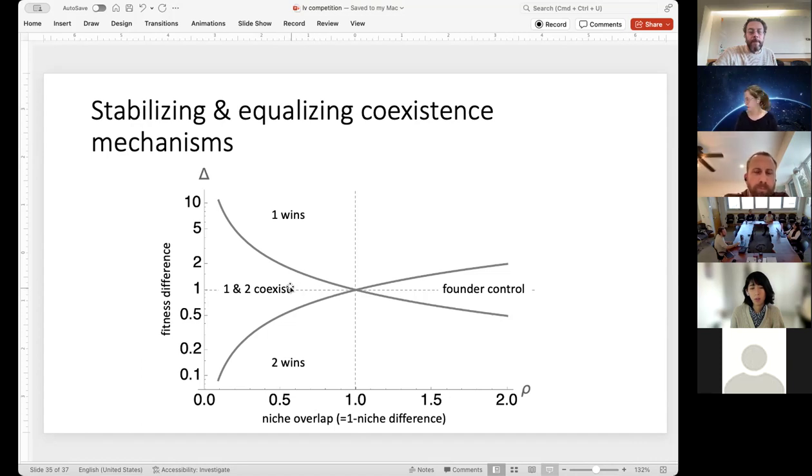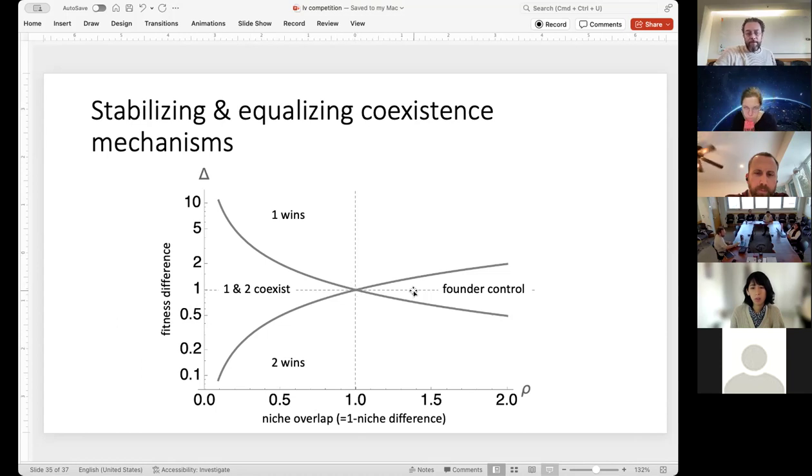But then if we move to the left, there's less niche overlap between the species, more niche difference. Now the coexistence region is getting wider. So you can tolerate more fitness difference because they're not competing so strongly. You can think of this x-axis as the strength of competition here. Finally, on this end, if they don't compete at all, if they have 0 niche overlap, then coexistence is automatic. This just opens up. Alternatively, if your fitness difference is a little bit too strong, then you get competitive exclusion.